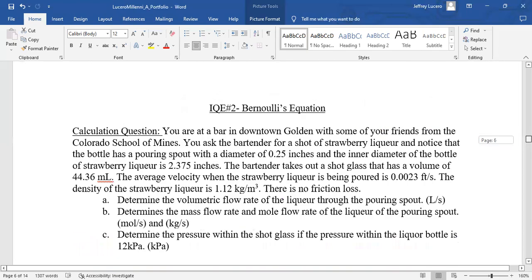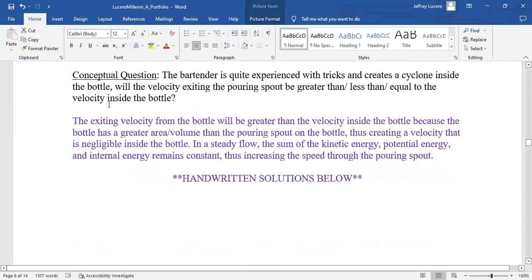The exiting velocity from the bottle will be greater than the velocity inside the bottle, because the bottle has a greater area and volume than the pouring spout, thus the velocity inside the bottle is negligible. In a steady flow, the sum of the kinetic energy, potential energy, and internal energy remains constant, thus increasing the speed through the pouring spout.